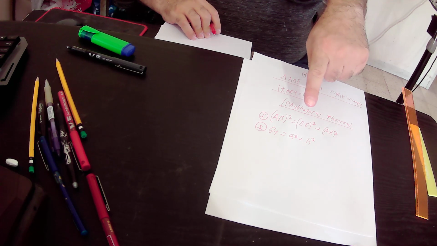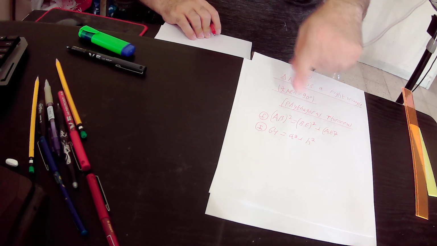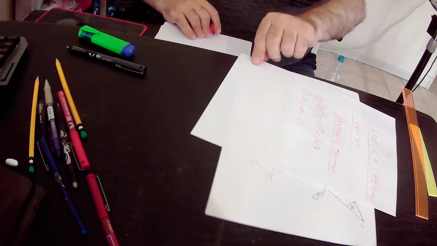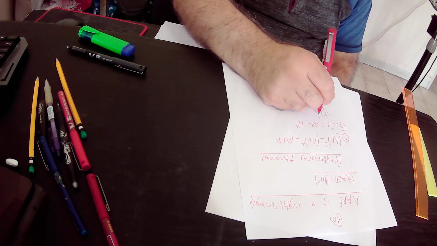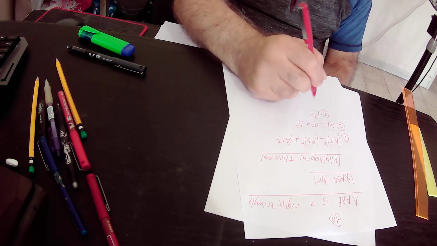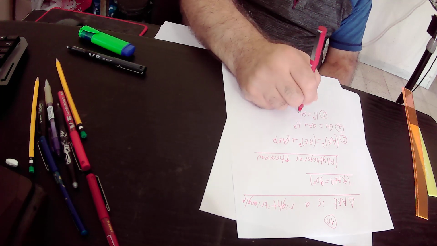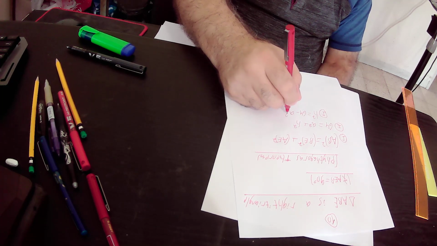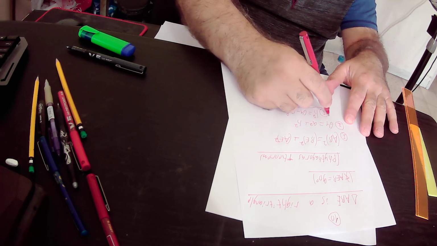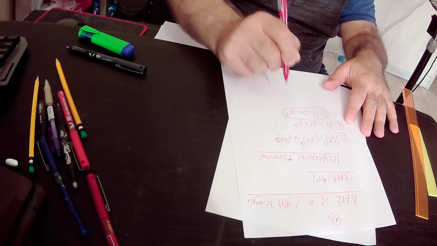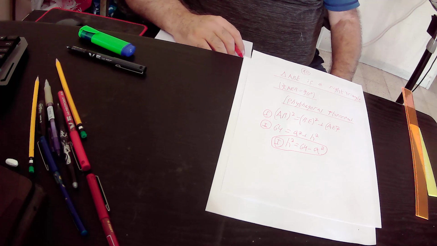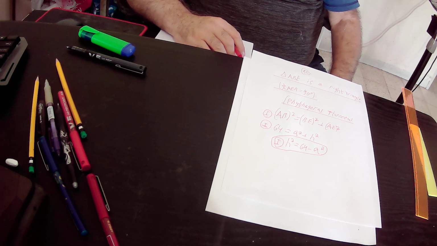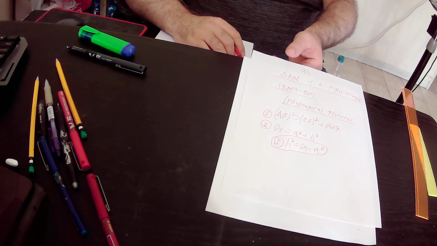Here we will subtract A squared from this equation number 1, and we will get that H squared equals 64 minus A squared. Okay, equation number 1 states that H squared equals 64 minus A squared.